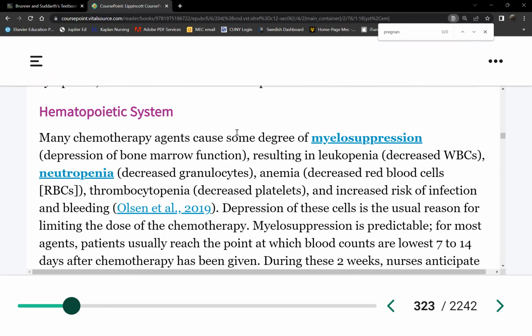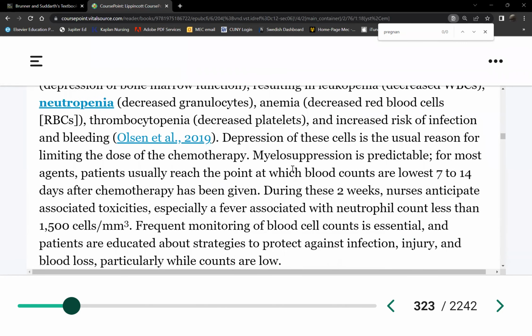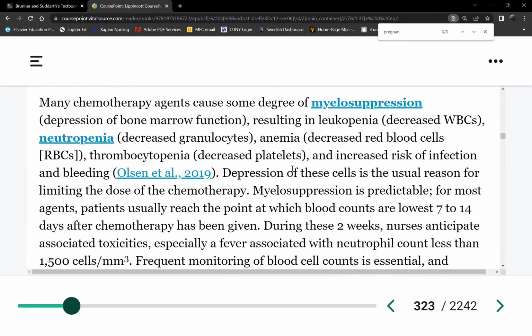Okay, so the single most life-threatening complication of chemotherapy, and this will be the same for radiation as well, is myelosuppression, which is bone marrow suppression. Why? It will suppress all 3 blood counts, because all our blood cells are produced in the bone marrow. So the patient will have pancytopenia, which is anemia, neutropenia, and thrombocytopenia.